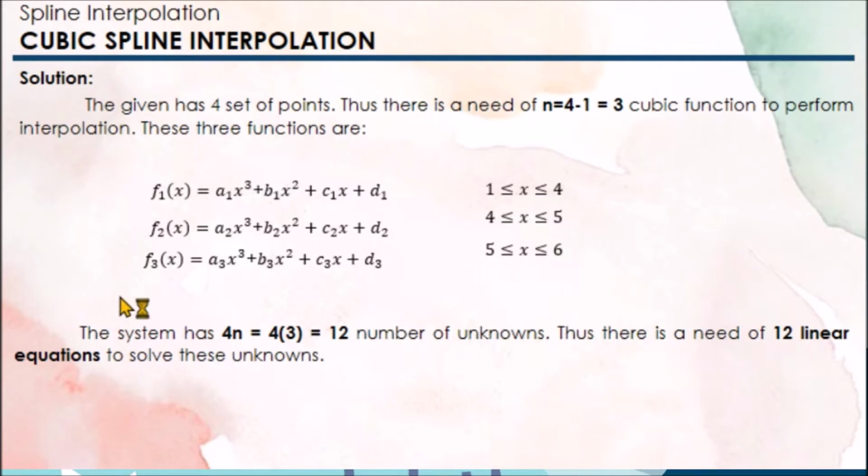And then for f sub 3 of x, we have a sub 3 x cubed plus b sub 3 x squared plus c sub 3 x plus d sub 3, wherein our x here must be greater than 5 but less than 6. So the system has 4n, which is 4 multiplied by 3, so that is 12 unknowns. Thus, there is a need of 12 linear equations to solve these unknowns.